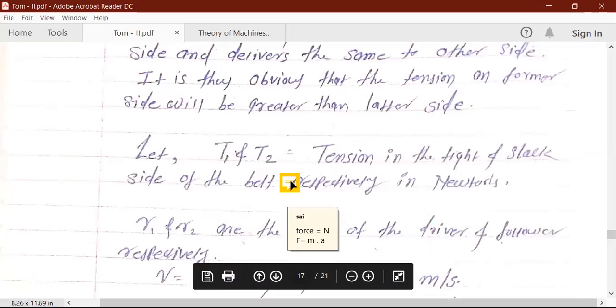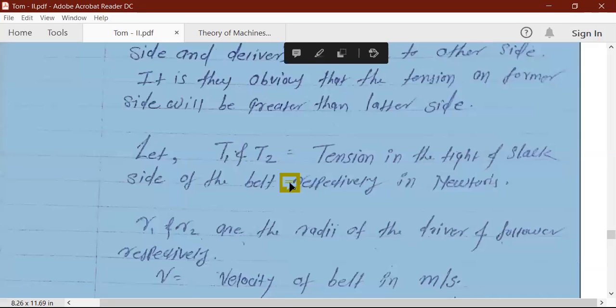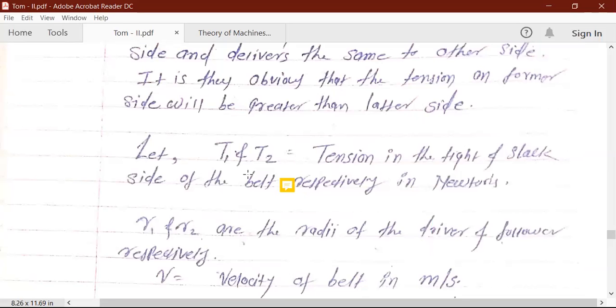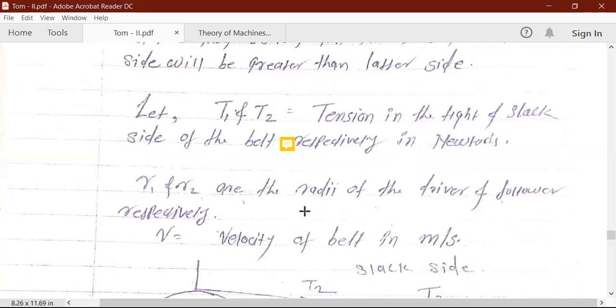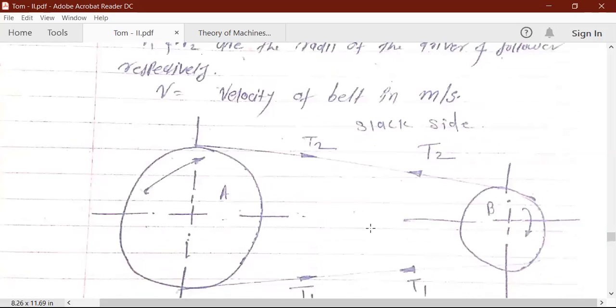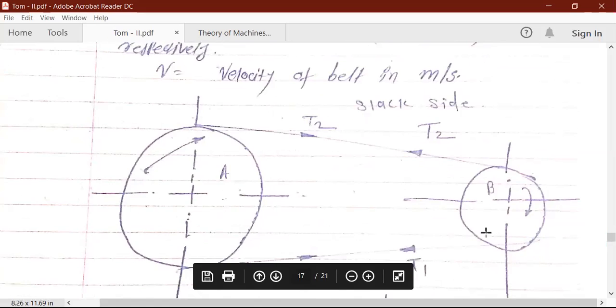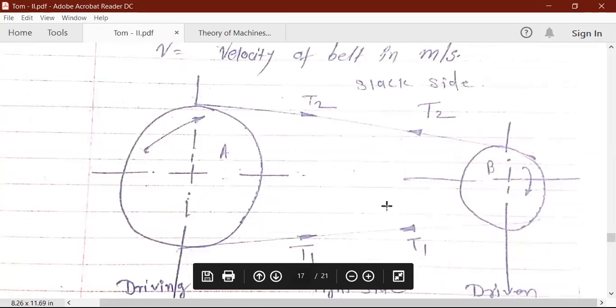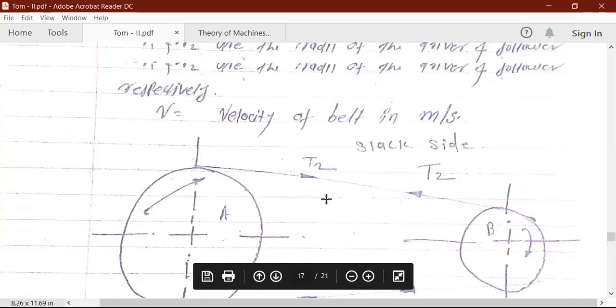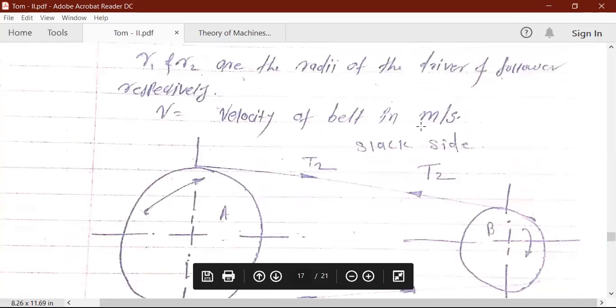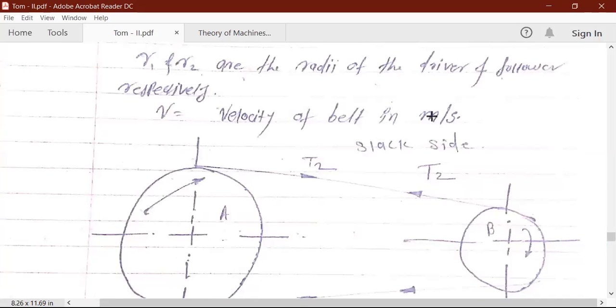Now let us consider T1 and T2 are the tensions in the tight and slack side of the belt respectively in Newton, and R1 and R2 are the radii of the driver and driven member. So here R1 is the radius of the driver and R2 is the radius of the driven member, and T1, T2 are the tensions. T1 is the tight side tension and T2 is the slack side tension. And let V be the velocity of the belt in meter per second. So the unit of velocity is meter per second.